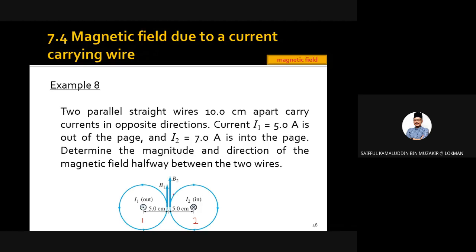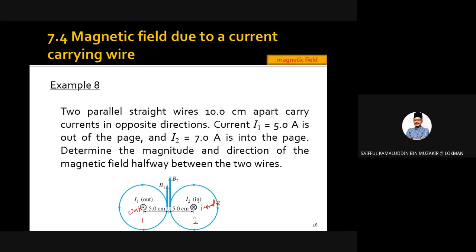So from the top view, we could see that the first current carrying wire, the current I1 is actually the direction is poking out from the page. The current is facing towards you. How about the second current? The symbol is X. Therefore, the direction of the current is going inside the page. This is out. This is inside.